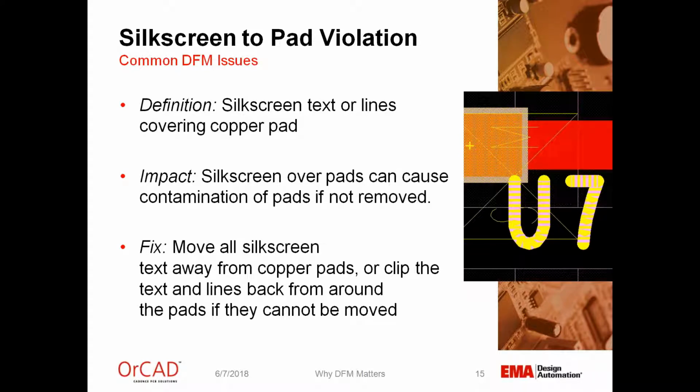Silkscreen to pad violations. This is where I might have silkscreen lines or text on top of pads. Normally we would try to move those away from the pads. If I get silkscreen ink on the pads themselves, it can cause contamination of the pad and create solder issues. So we would want to move those off the pads or clip the lines back away from the pads by a certain amount. Again, this is another thing the fab shop is probably going to find and fix, but it could save you that 1 a.m. call from your fab shop if they find issues.